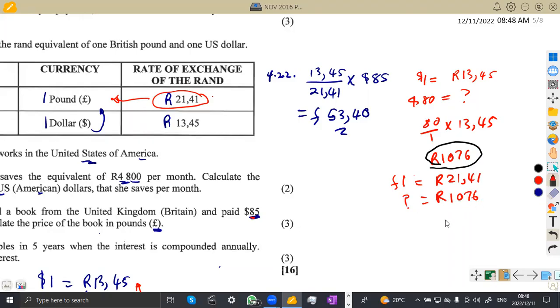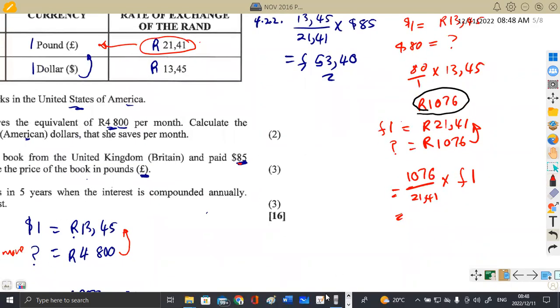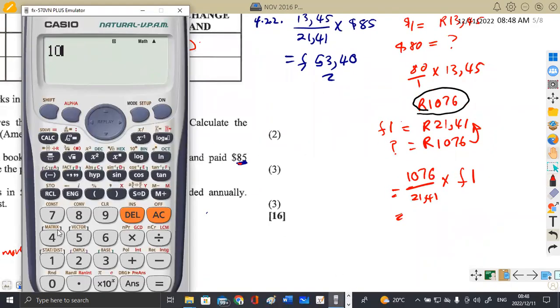So you can do this conversion, but it's going to take a lot of time. So it's going to be 1,076 over 21.41 multiplied by a pound. So that's what you're going to have now in pounds. All right, so that's 1076 divided by 21.41.